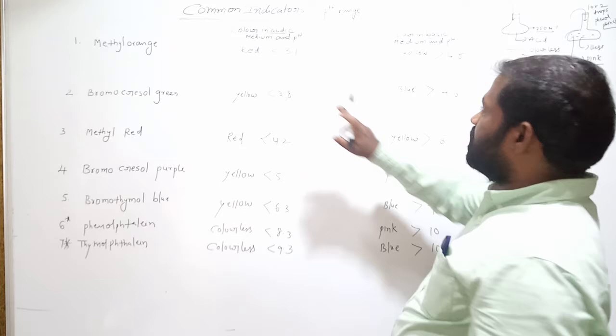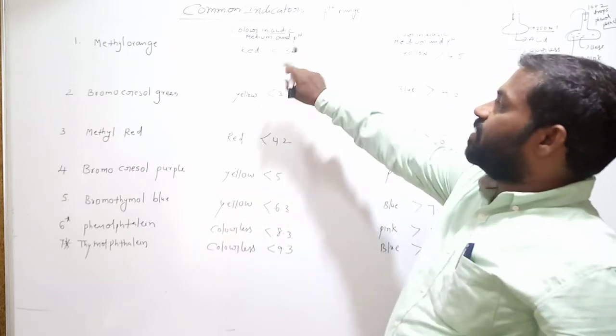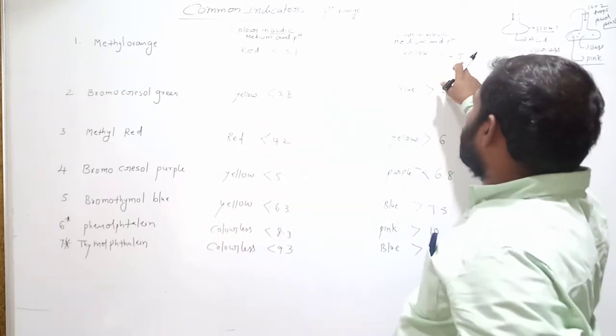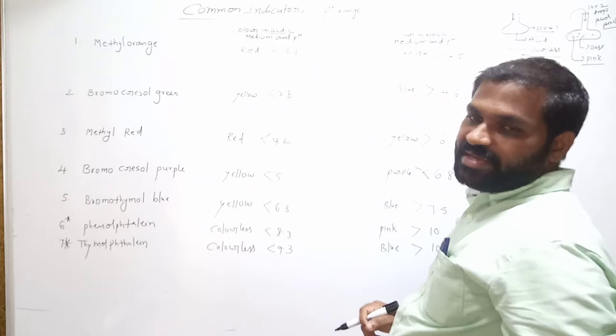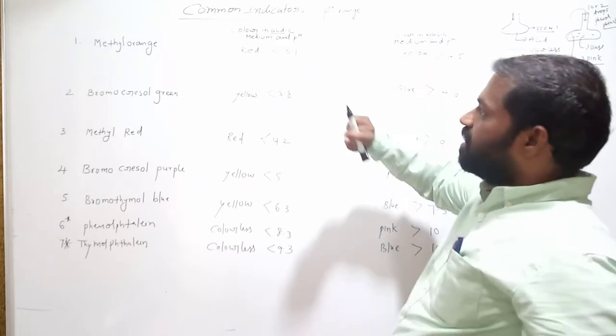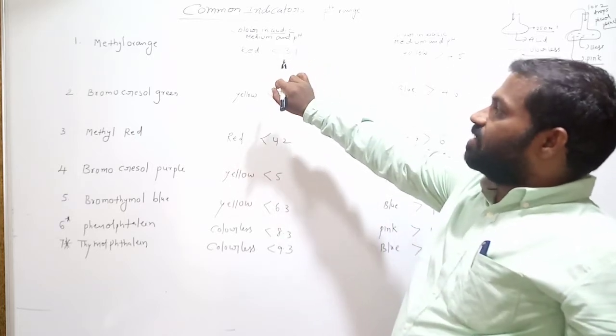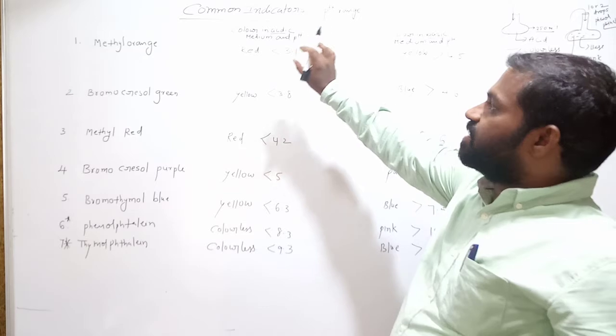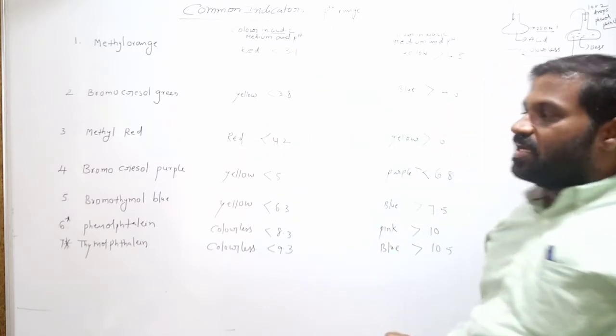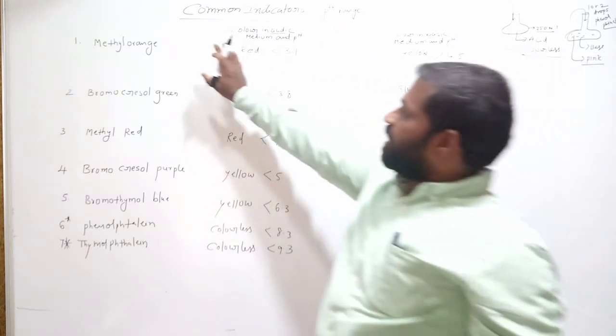That means methyl orange less than 3.1 is in acidic medium, and greater than 4.5 is basic medium, where it shows yellow in color. And here, less than 3.1, methyl orange gives red in color in acidic medium. Is it clear? And these are the pH ranges of an indicator.